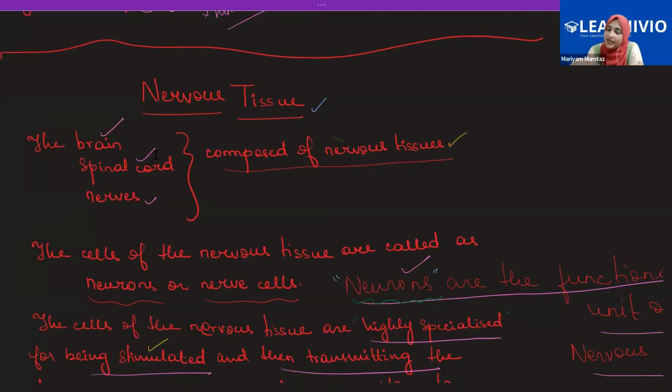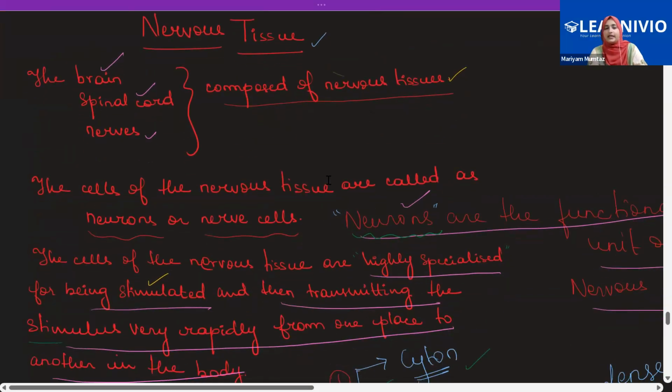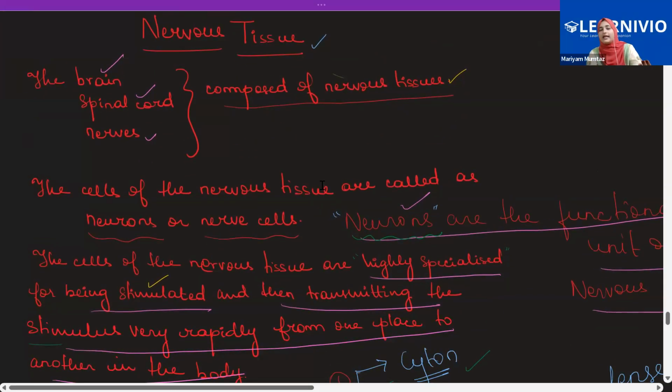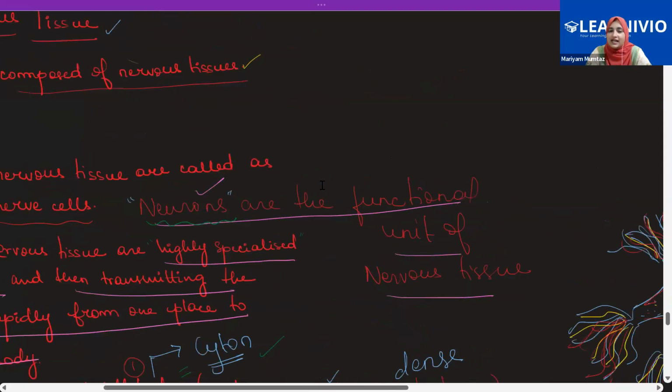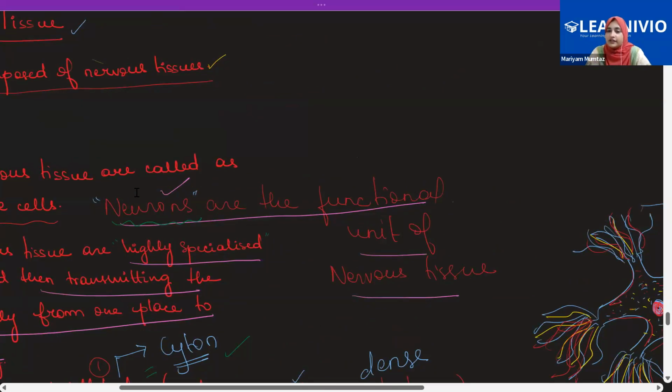Now, just like how you people have studied in the first chapter, how cell is the basic unit of life, same way, when you study about the nervous tissue, the most basic unit of the nervous tissue is the neuron. Okay, the neurons, or you can also call them the nerve cells. So the whole entire nervous tissue is made up of the neuron or the nerve cells. So these are the functional unit of the nervous tissue.